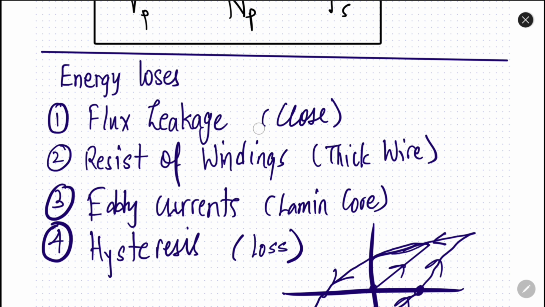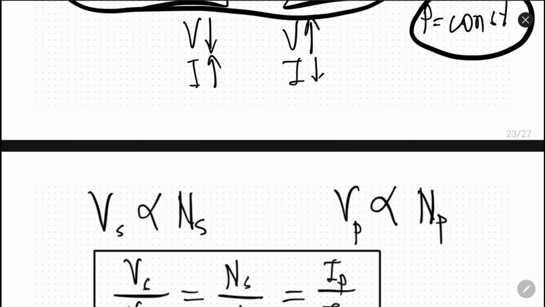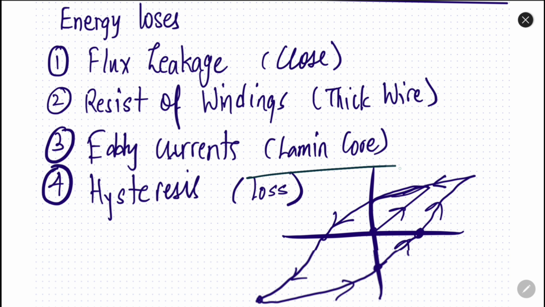To reduce flux leakage, we can put the coils very close together. To reduce the resistance of the windings, we can make the windings very thick. Now there is eddy current. Eddy current opposes the change in the current, it opposes the induced EMF. So to reduce eddy currents, we can use a laminated core. And hysteresis loss is there.